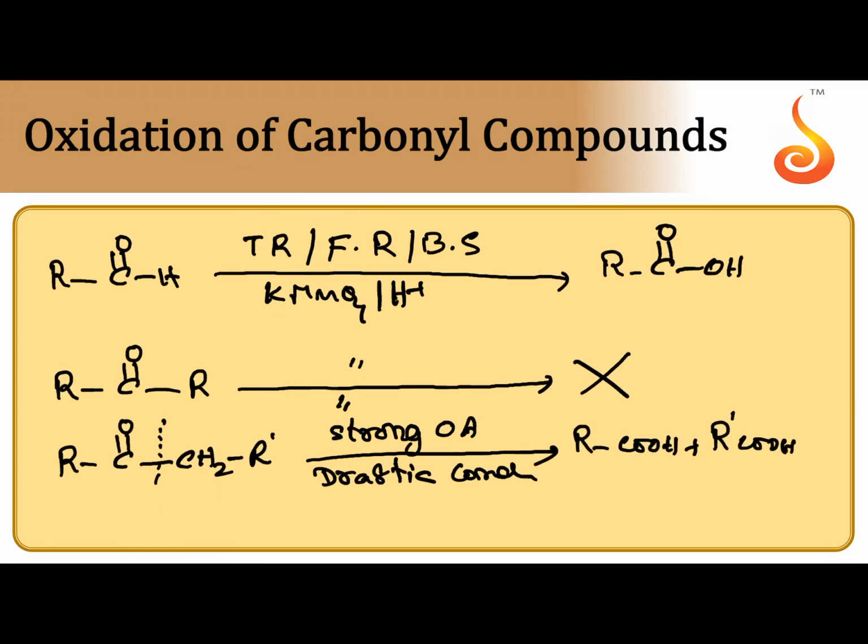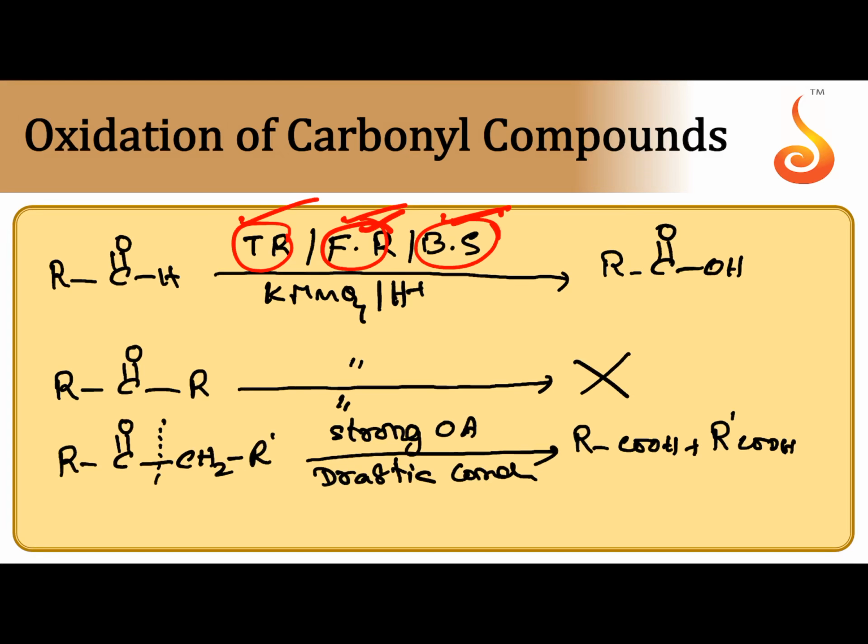Next one, particular specific oxidizing agents: Tollens reagent, Fehling's reagent and Benedict's solution. These three are used to identify which is aldehyde, which is ketone. So to distinguish aldehyde and ketone, we can use three reagents: Tollens reagent, ammoniacal silver nitrate, Fehling's reagent and Benedict's solution. Here alkaline Ag plus in Tollens reagent, alkaline Cu2 plus in Fehling's reagent and alkaline Cu2 plus in Benedict's solution. These are acting as mild oxidizing agents.